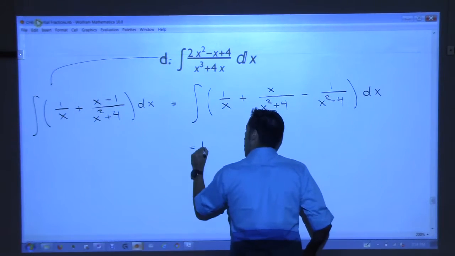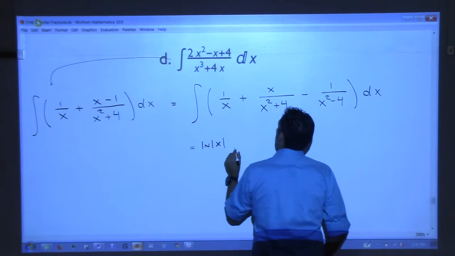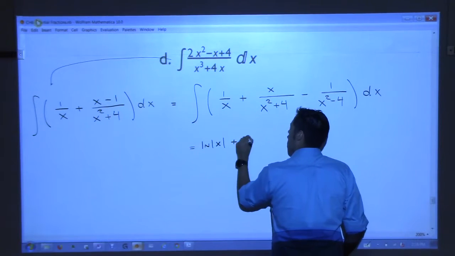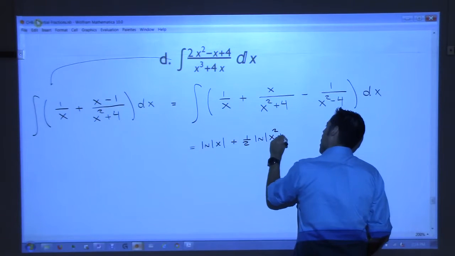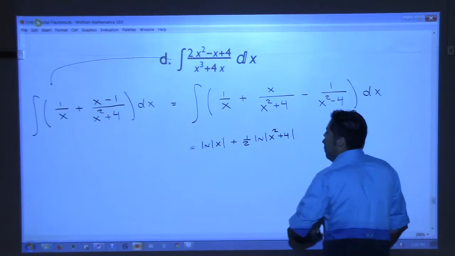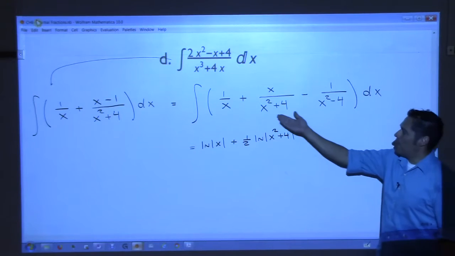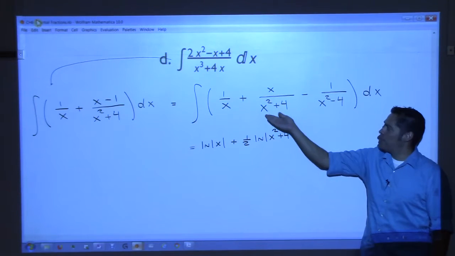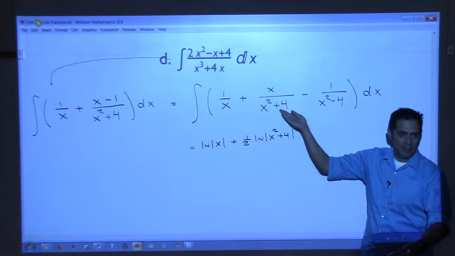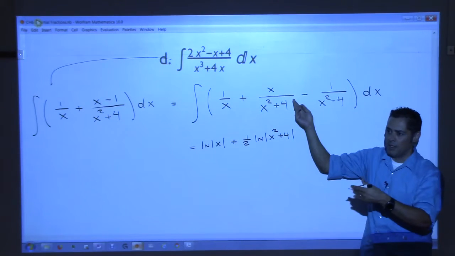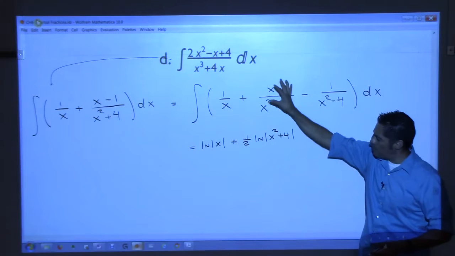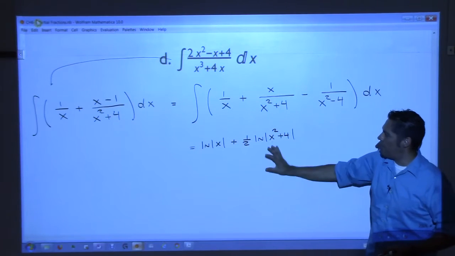Natural log of absolute value of x plus 1/2 natural log of x squared plus 4. Where'd the 1/2 come from? When you do your basic u substitution, u is x squared plus 4. The derivative is 2x dx, but you have x dx, so you divide both sides by 2 and you get a half. I'm not going to work through that. That's a basic u sub problem. I'm going to trust you can get that.